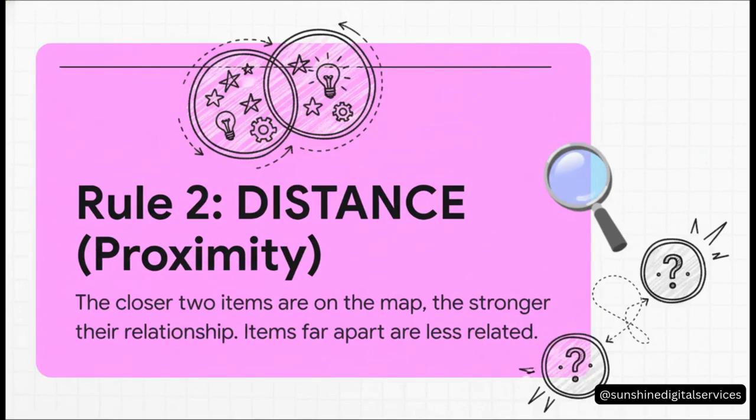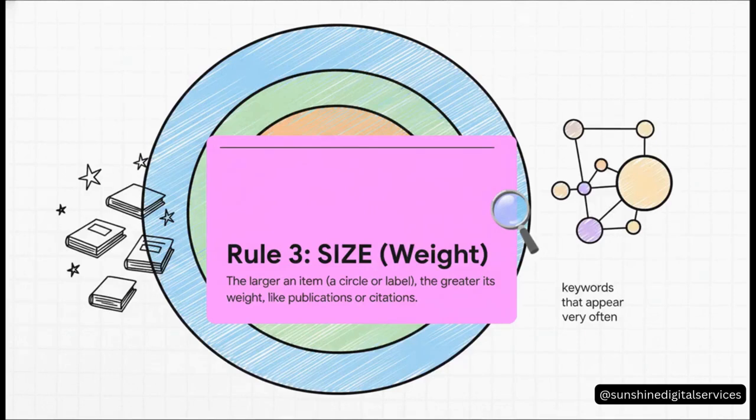Rule number 2 is all about distance. And this one's super simple. The closer two circles are on the map, the more related they are. So if the terms gene therapy and cancer treatment are practically sitting on top of each other, instantly that's a hotbed of current research. If they're on opposite sides of the map, it means they're hardly ever discussed in the same context.